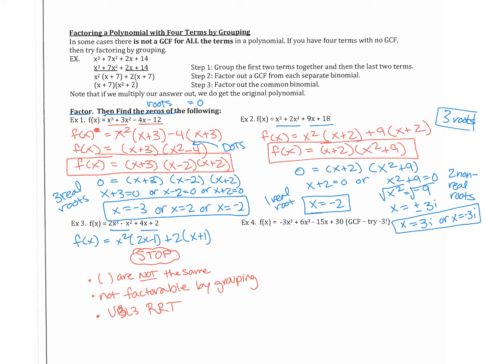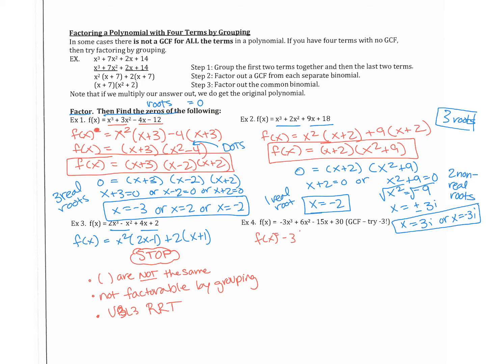So now example 4 has a greatest common factor. My greatest common factor is negative 3. I don't have to factor it out, but all of my math becomes more clear and less difficult when I do take out my GCFs. So let's go ahead and do that. Let's take a moment and factor out my negative 3.